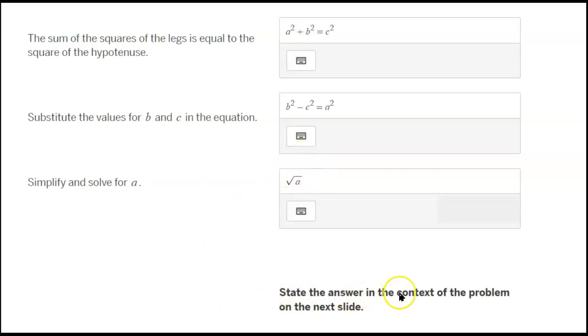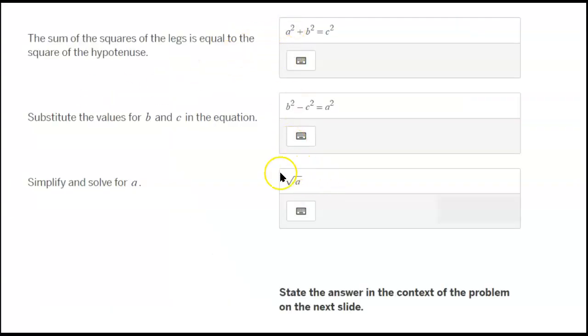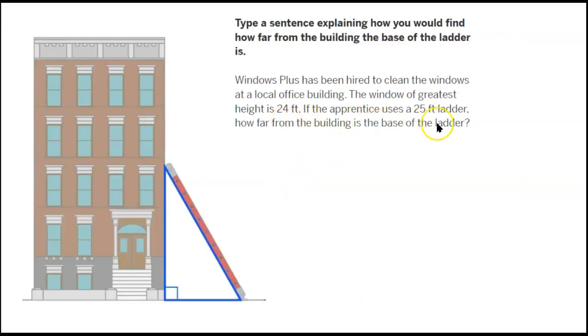In my final response, I'm going to state the answer. So I'm going to type a sentence explaining how I would find out how far the building is from the base of the ladder, and I'm going to answer that question. So I went ahead and showed you how to find that. And then when you find this value right here, go ahead and plug it in. The base of the ladder is this far from the building.